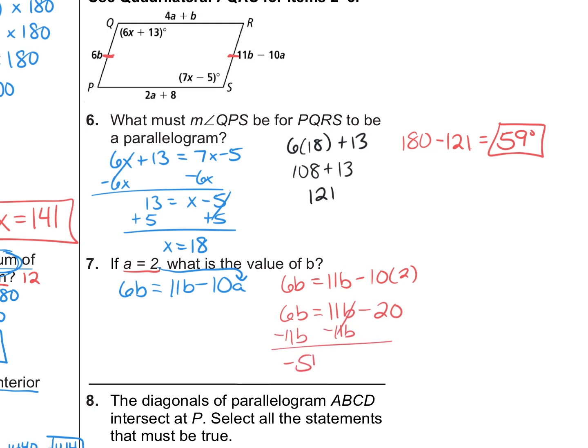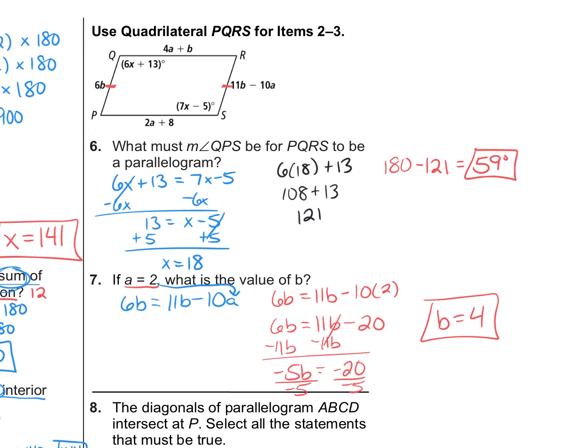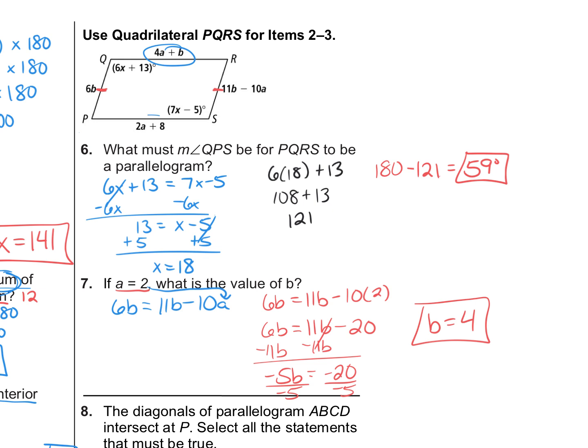We have negative 5b equals negative 20. Last step, divide by negative 5. What'd you get for b? B equals 4. Looking at that picture up here, could I have used these two? Yes. Okay, you would get the same answer. Does not matter which sides you choose. Okay.